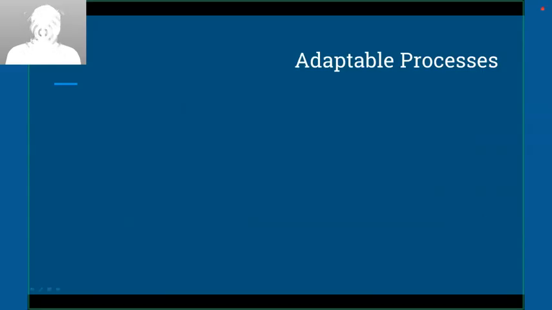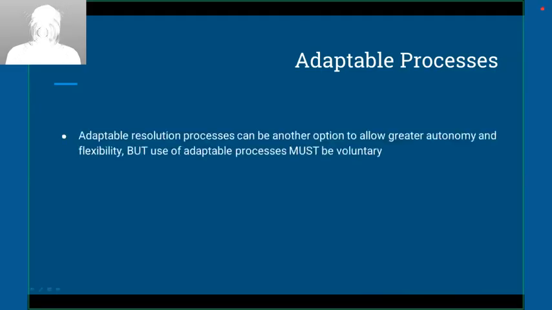So I want to return just briefly to a note about adaptable processes. These can be offered. They must be voluntary by all parties involved. So these can be another option if the parties are interested in pursuing it, to allow greater autonomy and flexibility so that parties can pick what they feel works for them. It's just critical that students not be pushed or coerced into a particular process, and their participation has to be voluntary. These are also not appropriate for every case.